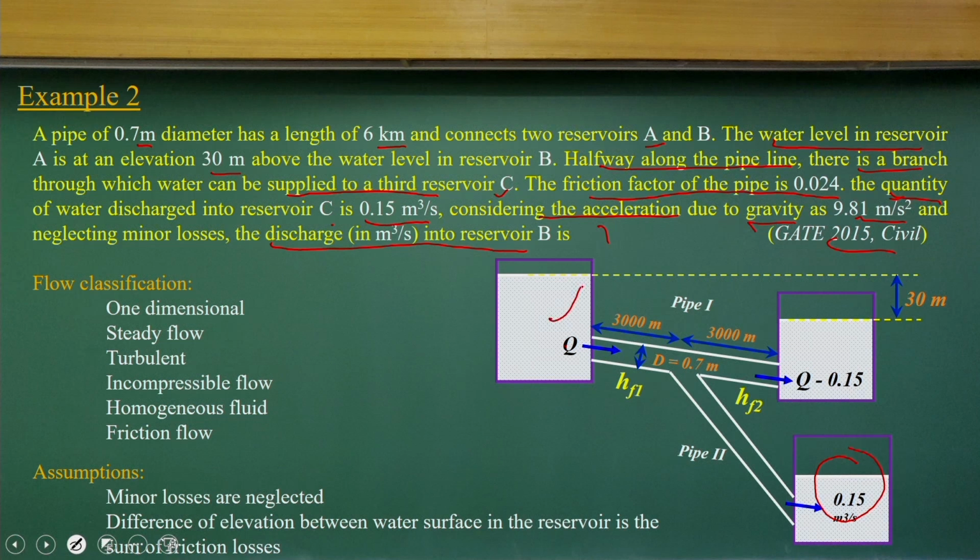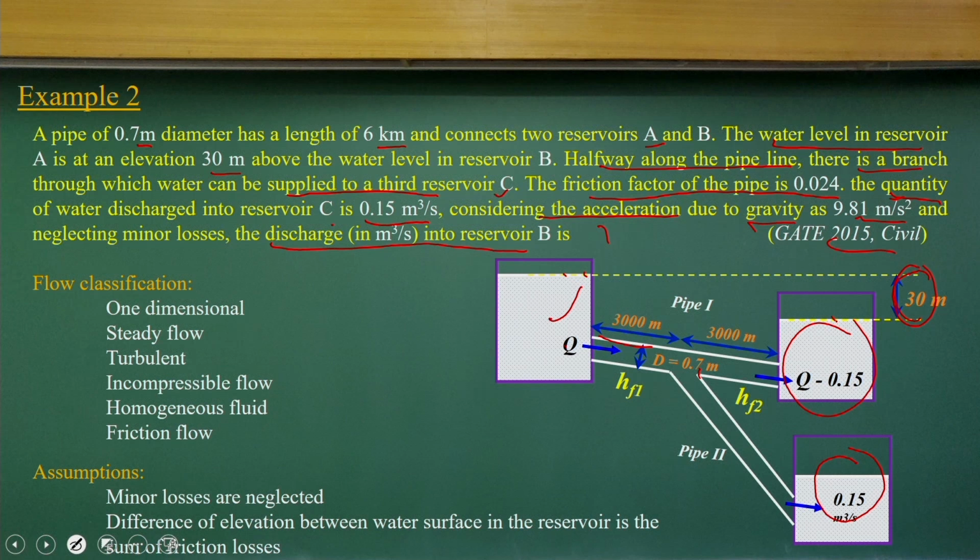If this is a Q amount of discharge, this part will be Q minus 0.15. So you know this part. You also know these two reservoirs have an elevation difference of 30 meters. That means this much energy loss has to be there, otherwise these two levels cannot be maintained. So when flow comes from here, the total head losses, the total energy losses through these pipes, should be 30 meters.